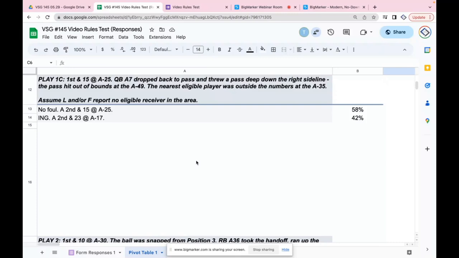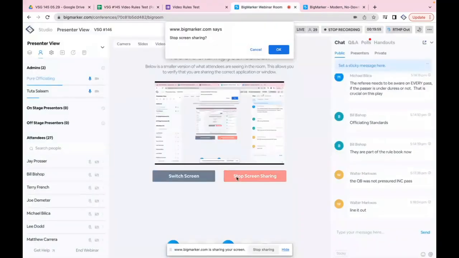All right. 42% said foul, so making the call. So you're, as a referee, you're dropping the flag, right? Dropping the flag, that's right. 42, and then 58% said no foul. Okay, back to the video, right? That's right. Go back to the video. This is great.